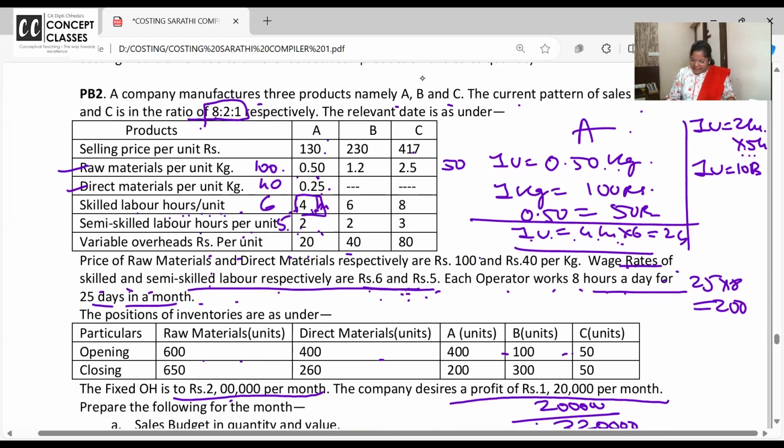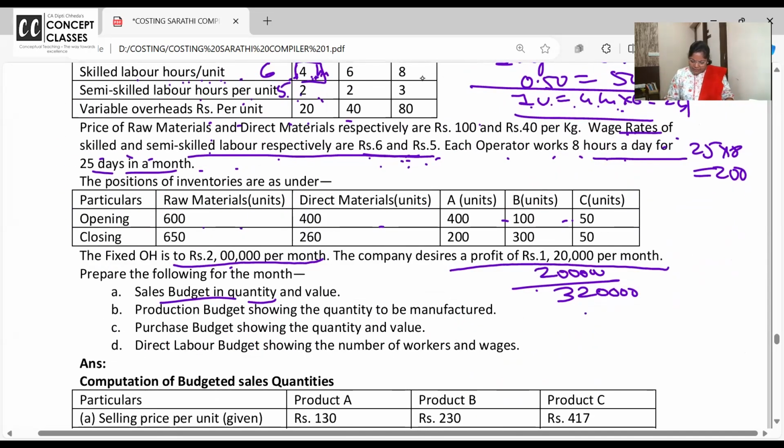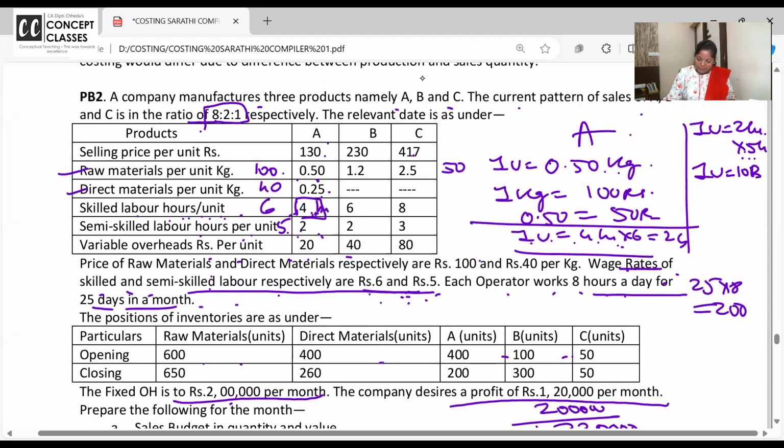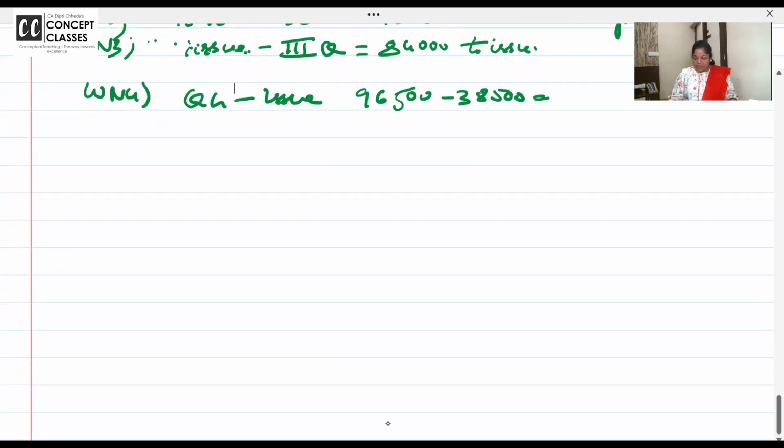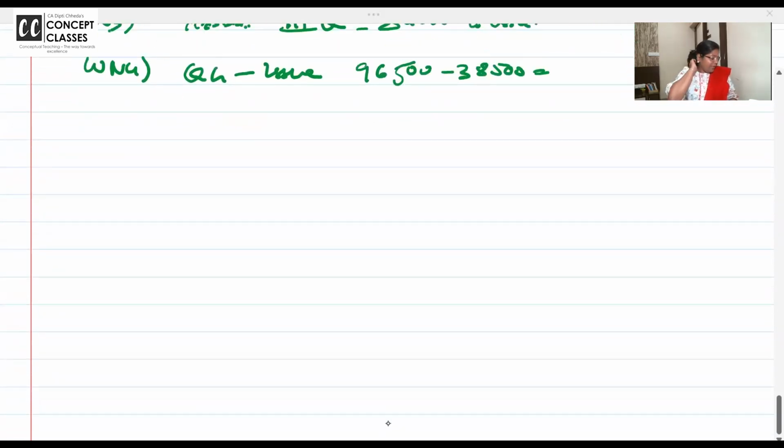Anyone still not getting calculation of problem number 8? Problem number 2. Shall we shift to the notebook? It's easy. Only thing is you have to read the question carefully. Acha, what they have asked, sorry, I missed reading. They have asked you sales, production, purchase, labor. सब तो आ गया. पूरे budget आ गया आपका. Sales, production, purchase, labor. Let us do the sales budget.